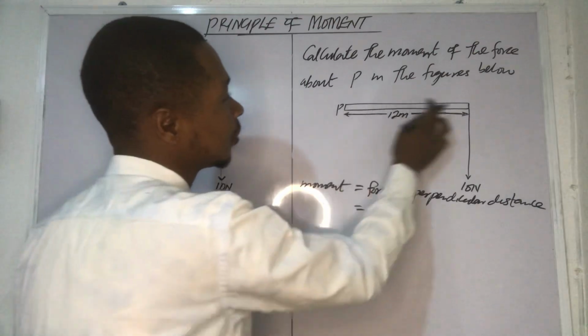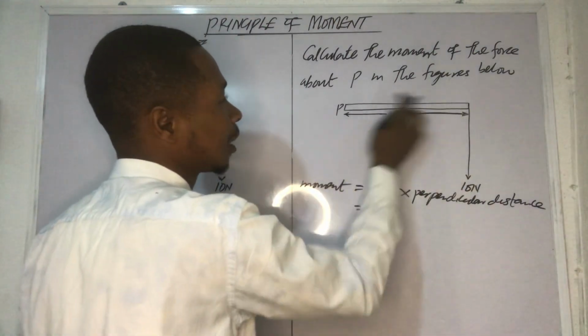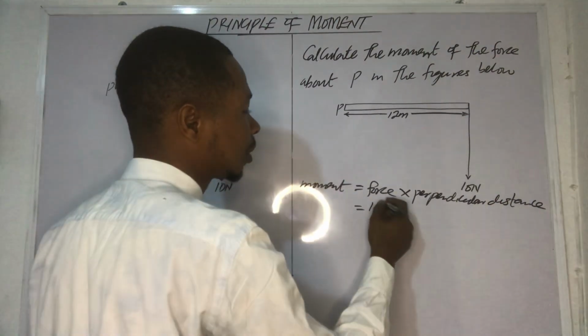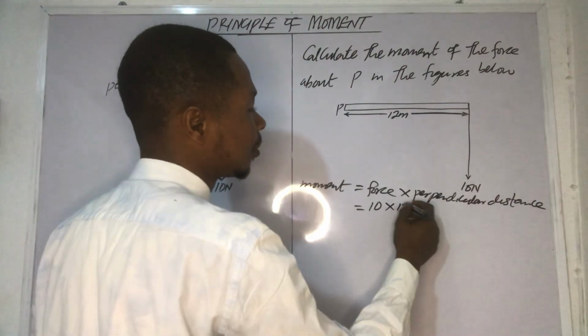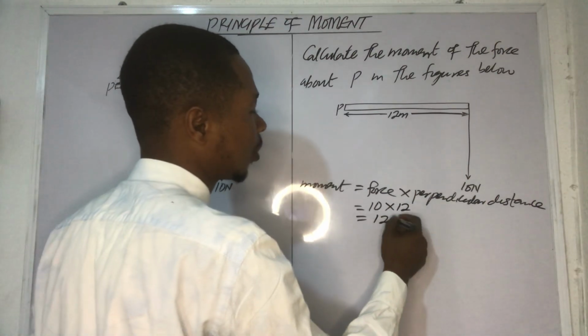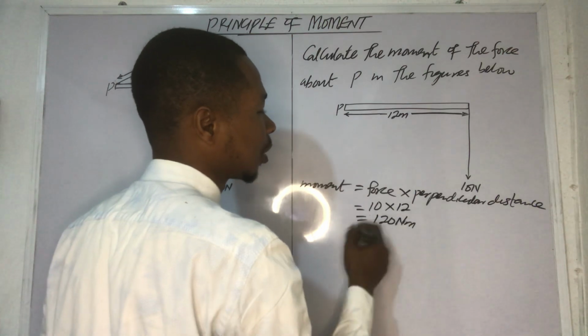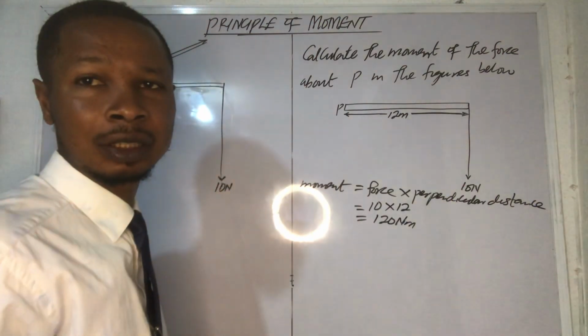Then because this force and this distance are perpendicular, I will just use 10, the force, times the distance 12. That will give me 120 Newton meter for this first one. It's as simple as that.